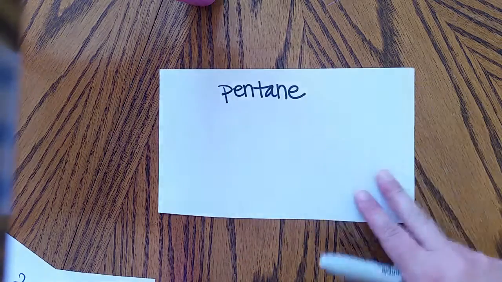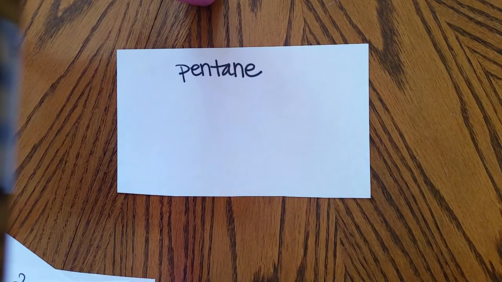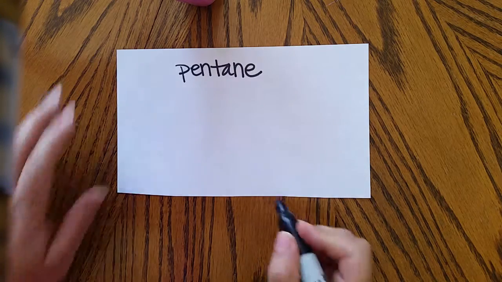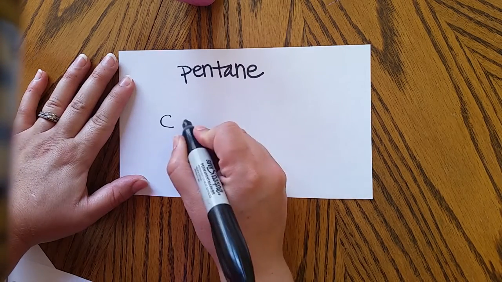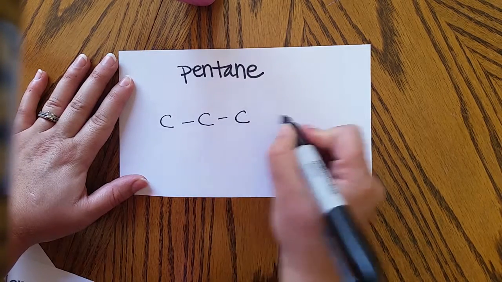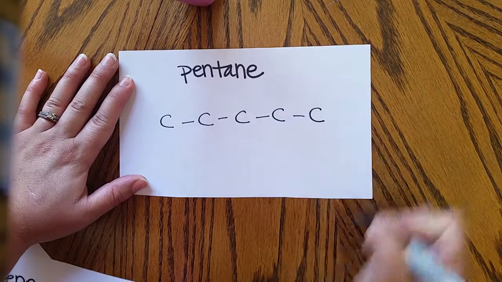Now the last part of your notes, we have some examples. So I'm going to help you draw these out. There's really 2 parts to this: going from the name to the drawing, or going from the structure to the name. All right, pentane. Pent means 5, so I'm going to draw my 5 carbons. 1, 2, 3, 4, 5.